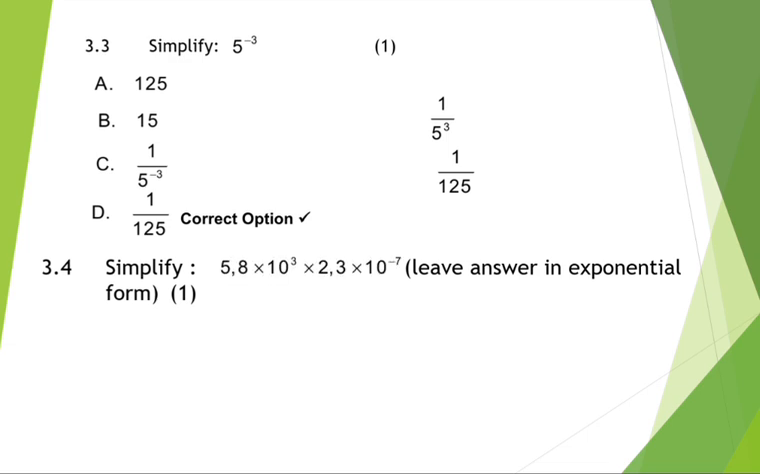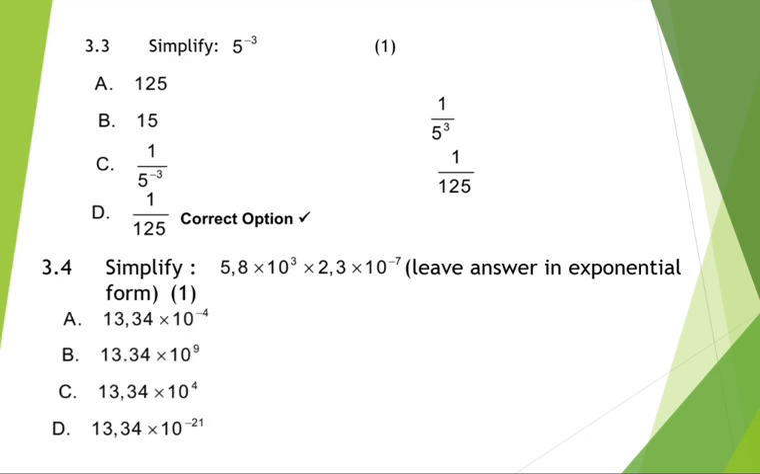Then simplify the following. Leave the answer in exponential form. So it's 5,8 times 10 to the power 3 multiplied by 2,3 times 10 to the power negative 7. From the options, let's simplify that. We multiply the numbers on their own. Then the powers of 10 have the same base, so you add the exponents.